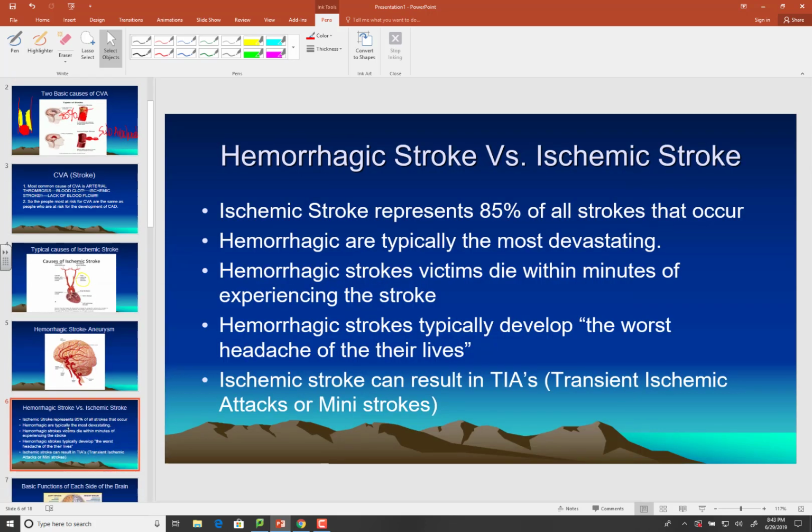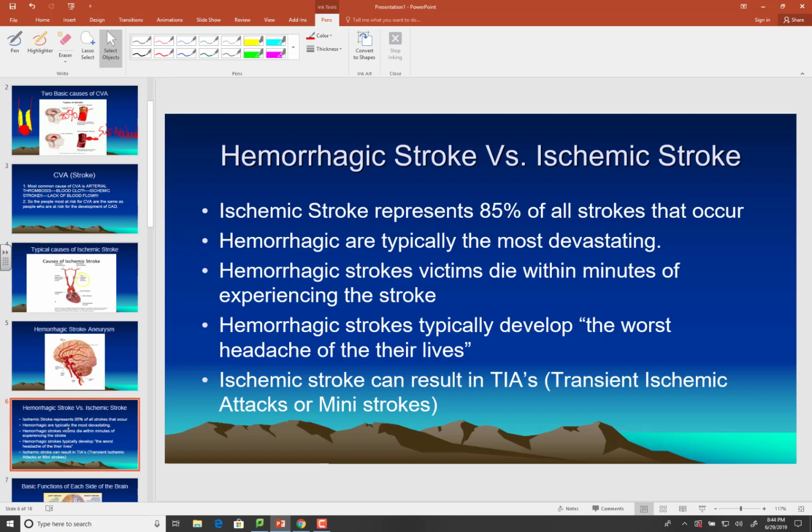Now, if you look at the differences between hemorrhagic stroke versus ischemic stroke, right? Again, ischemic stroke, cutting off blood flow, typically due to a clot, right? Represent about 85% of all the strokes that occur. And then hemorrhagic strokes, again, like I said before, they're very difficult to detect. The brain itself does not have any pain receptors. So if you get a headache, what you're really feeling is pressure of the pain receptors that line the inside of your skull. Your brain doesn't feel pain. It interprets pain, but it doesn't feel it. So a lot of times these strokes just happen and the person didn't know it.